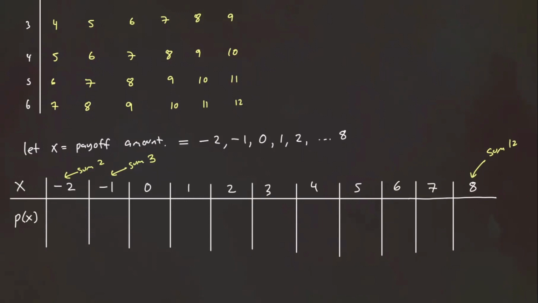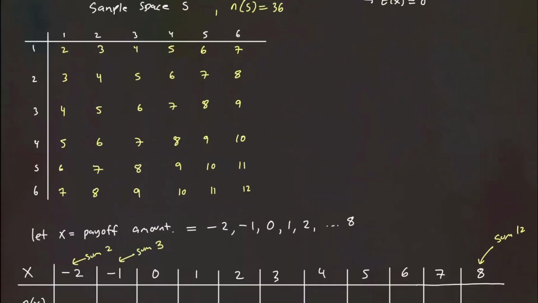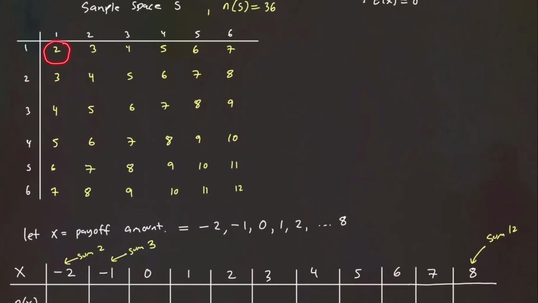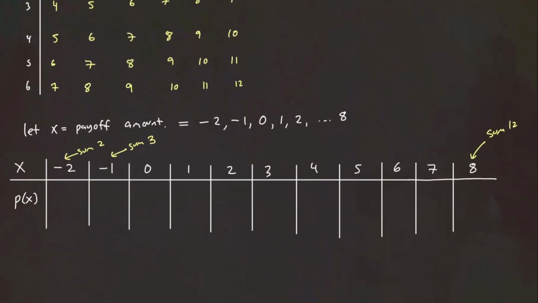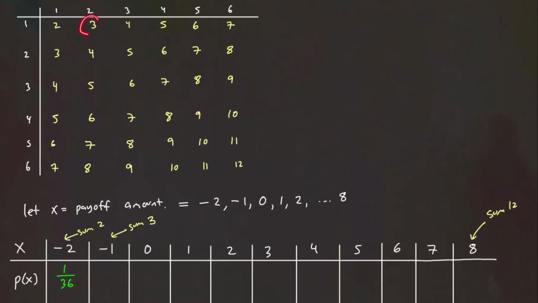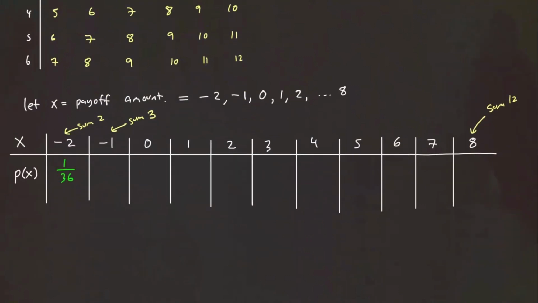Now, what is the probability of getting the sum to be a 2? Well, this is the only outcome, which is 1 out of the 36 outcomes. So we know this probability is going to be 1 out of 36. Now, what about the next one? The sum is a 3. Your expected return is a negative $1. The sum is a 3 here and here. So that's 2 outcomes out of 36. This is 2 out of 36.